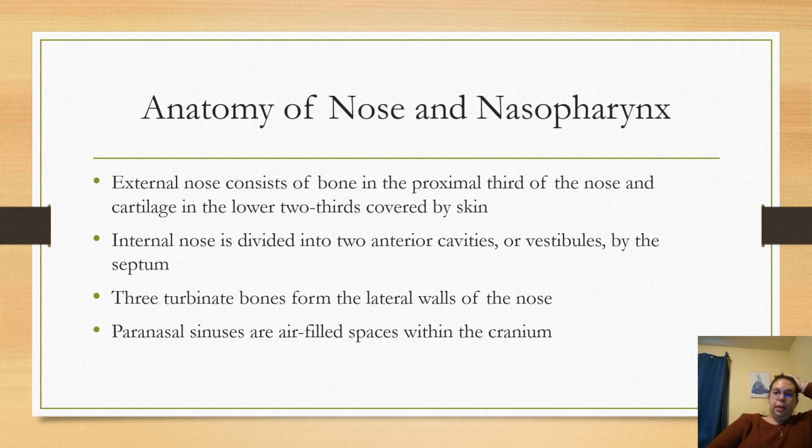Okay, so nose and nasopharynx. The bone in the proximal third of the nose, up here, is actually bone versus everything down here is cartilage. Your internal nose is divided into two anterior cavities or vestibules by the septum, so the thing in the middle. And then the three turbinate bones form the lateral walls of the nose. Remember, lateral is outside. And paranasal sinuses are air-filled spaces within the cranium.